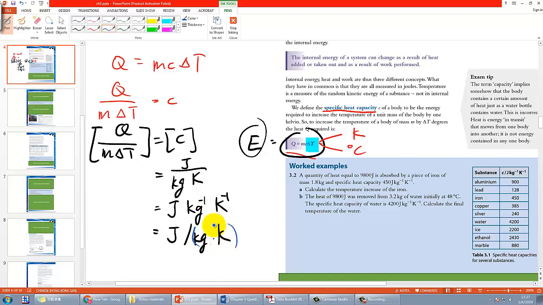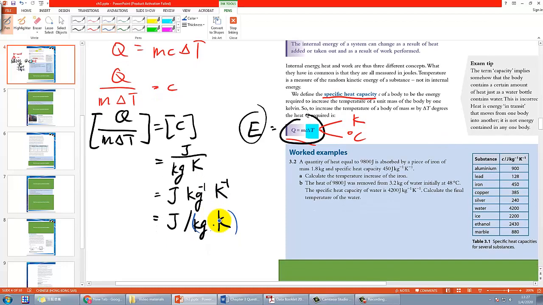Alright, so if you are asked about the definition of specific heat capacity, as you know, they like to ask you about definitions, then you can use this equation to help as well. So basically it means how much energy, or more precisely thermal energy, per unit of mass, per unit change of temperature, that will equal specific heat capacity.